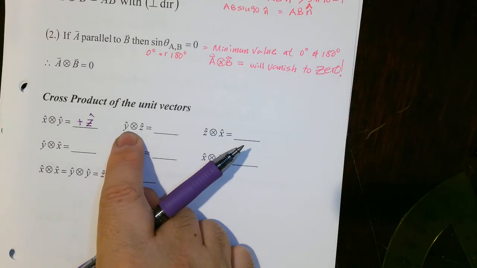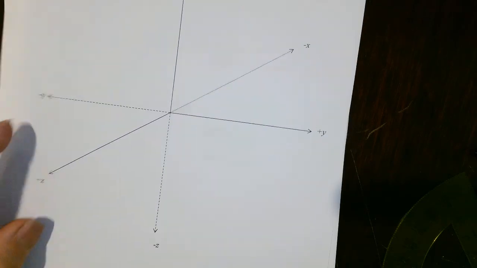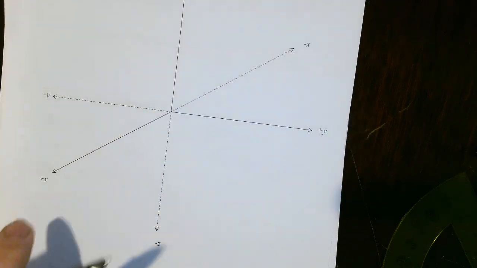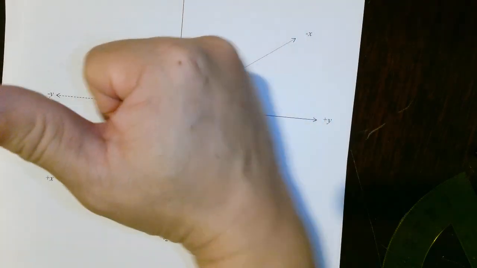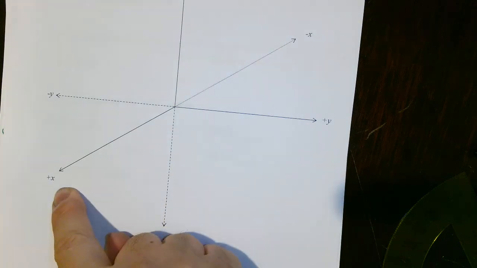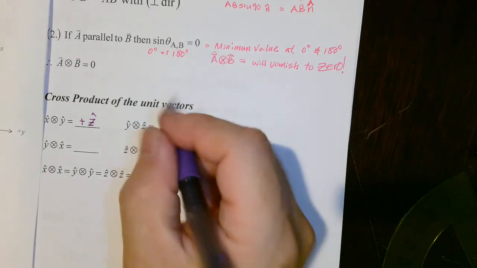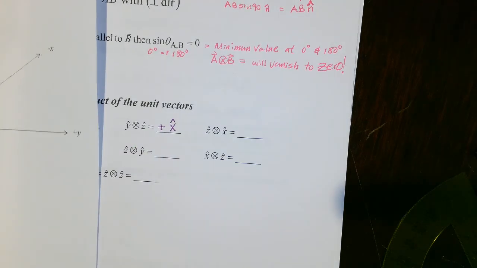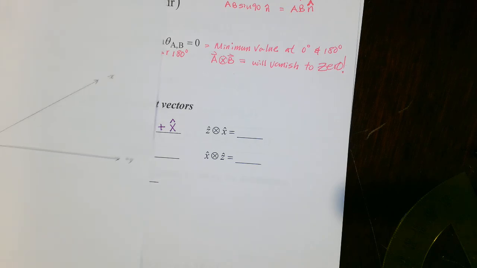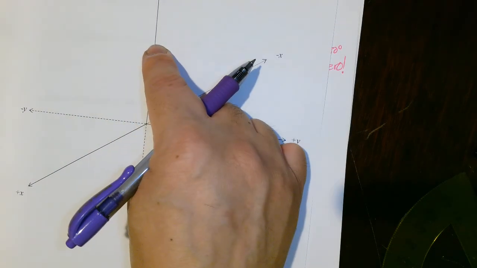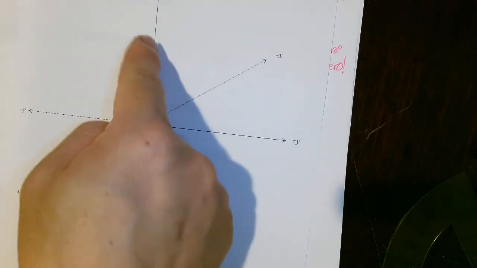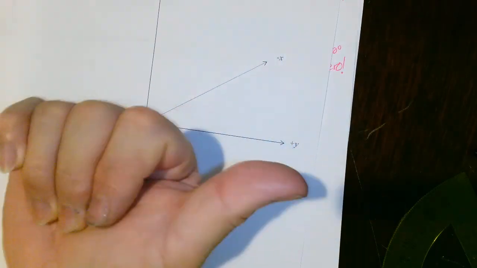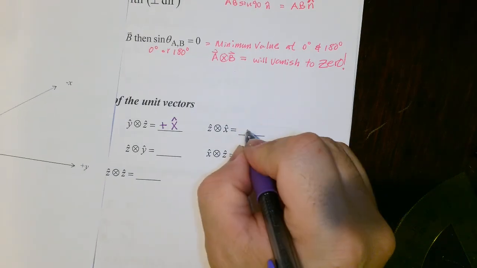Now let's take a look at y cross z. Here's your positive y. You're crossing towards z, so you do this and then you do that. So you'll get positive x. Boom. And then you do z cross x. So here's your z, and you're crossing it towards x, like this way, and then you'll get your positive y as your result.